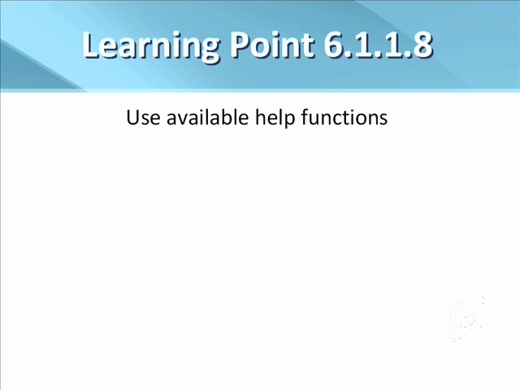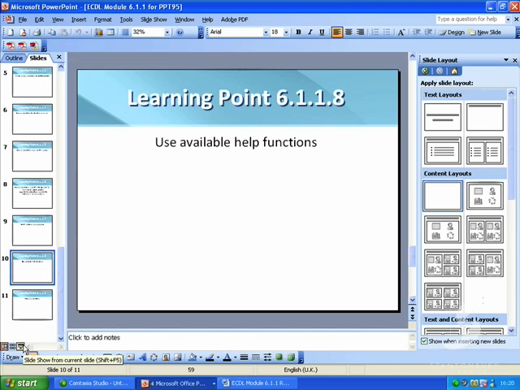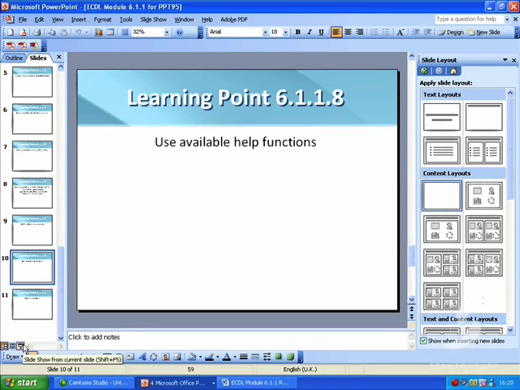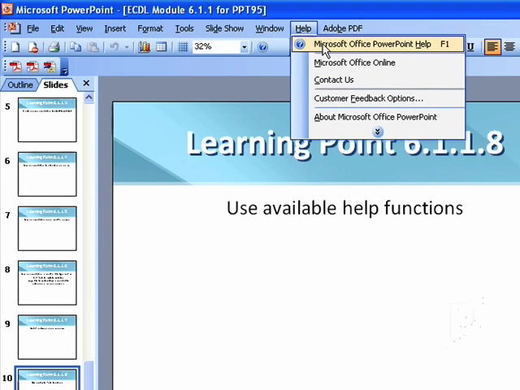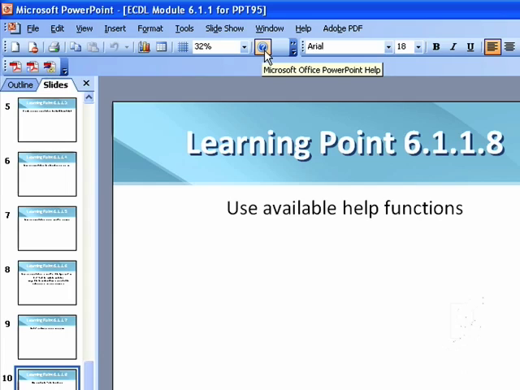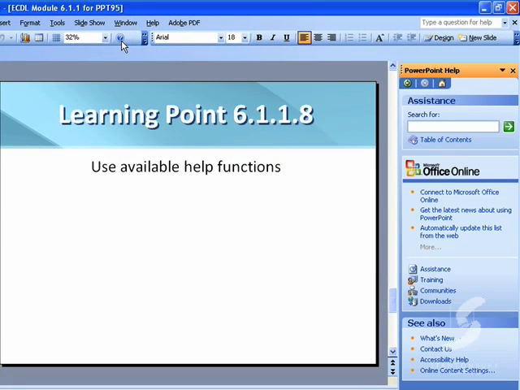Learning point 6.1.1.8, use available help functions. PowerPoint and the other Microsoft Office applications have a very extensive help system that you can use if you get into trouble. To do that, you go up onto the toolbar and click Help, and then Microsoft Office PowerPoint Help, or you click on the little blue question mark here. This will open the help bar on the right-hand side, and you can search for what you want to look for.